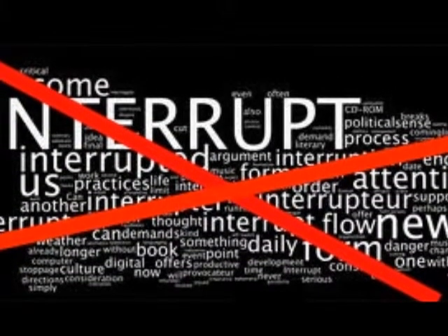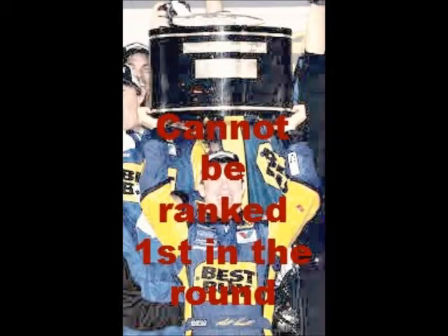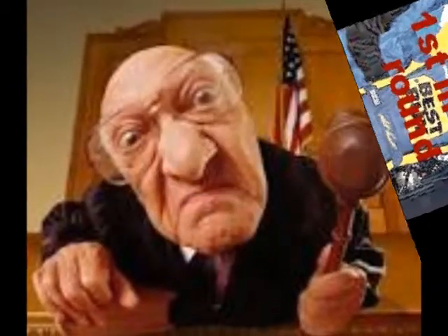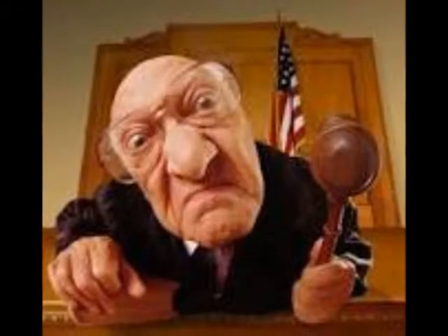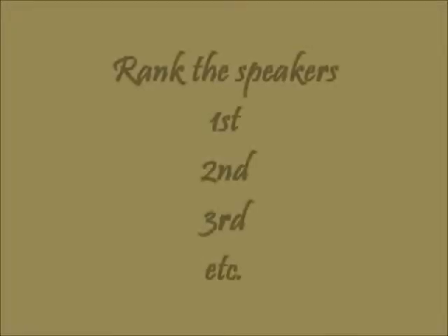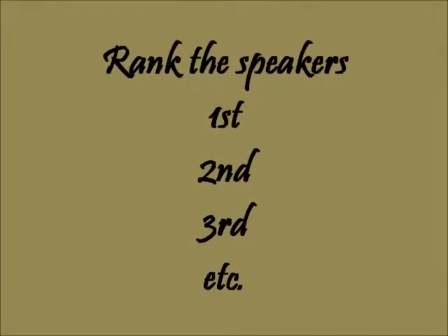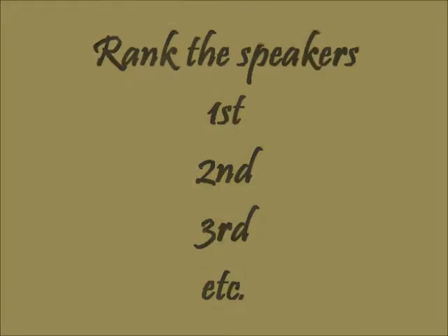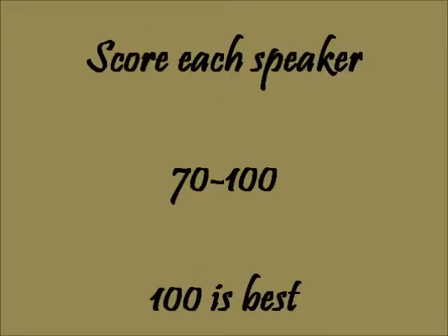If the student goes over the 10-minute time period and the 30-second grace period, then he cannot be ranked first in the round. When all the speakers are done, then your job as the judge begins. First, you will rank each speaker, first, second, third, etc. Once you've ranked each speaker, then you will score the speakers between 70 and 100, with 100 being best.